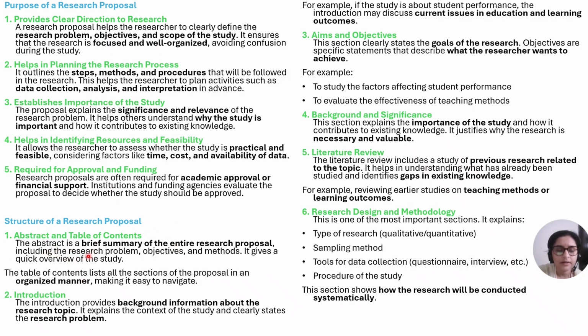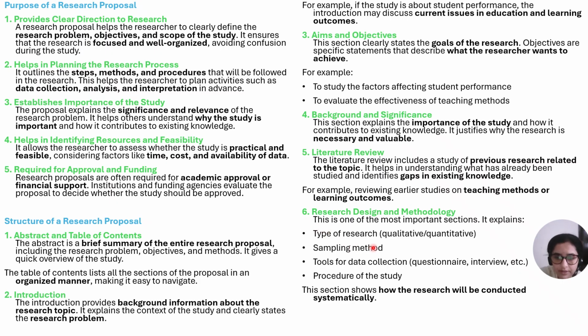Abstract is nothing but a brief summary of the entire research proposal. Then you should have an introduction that gives background information about the research topic. Then you should have aims and objectives. What is the goal of the research and what the researcher wants to achieve. It should contain background information and the significance of the research. Then you should have a literature review. It should include what literature or articles or previous research the researcher has gone through. Previous research related to the topic has to be mentioned.